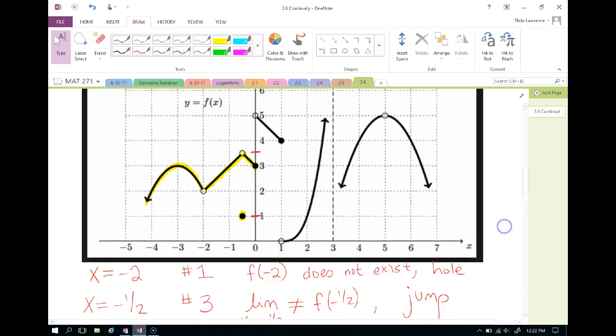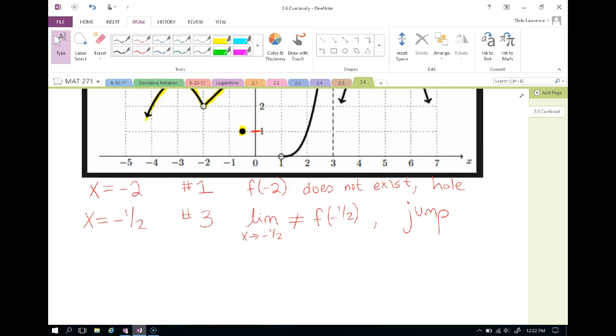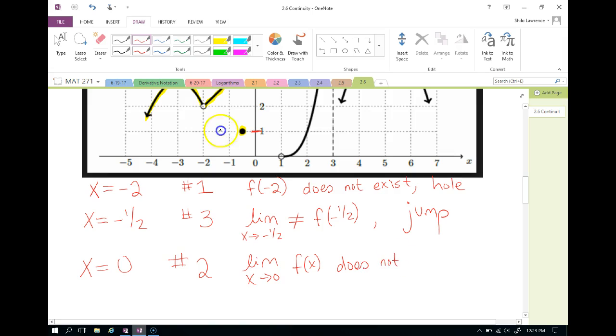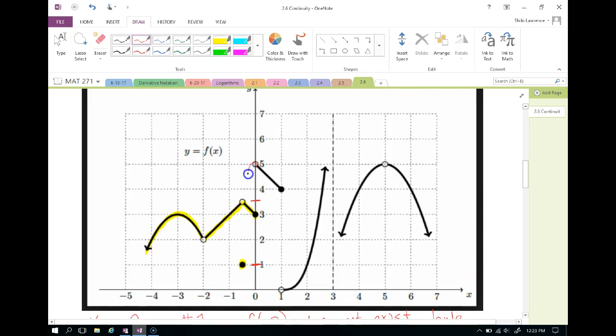The problem is we can't do the limit there because from the left it looks like it's going to 3. From the right it looks like it's going to 5. So at x equals 0, the limit does not exist. So we are not meeting criteria number 2. The limit as x approaches 0 for f of x does not exist. And if you look at the graph, there's a big old gap in our graph there. This big old gap here.